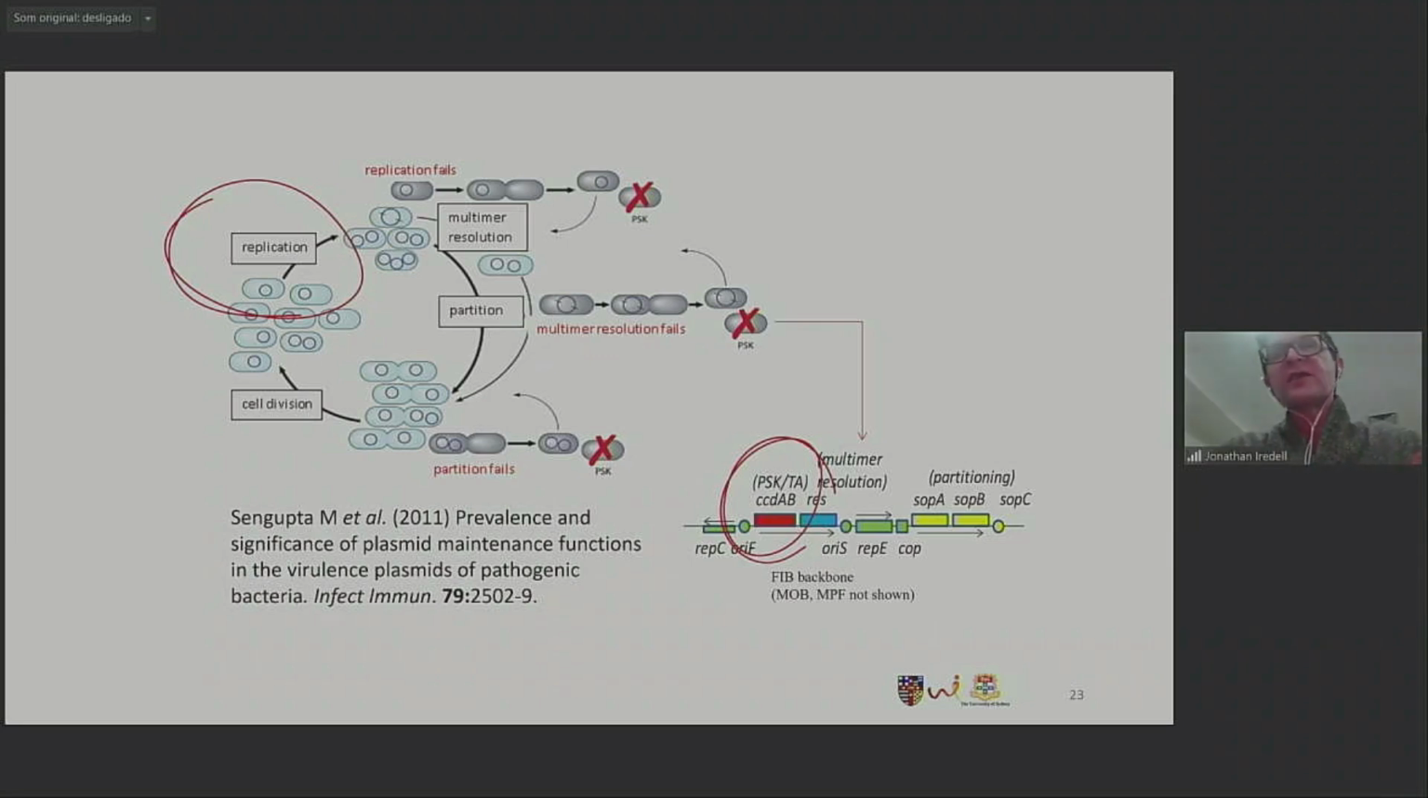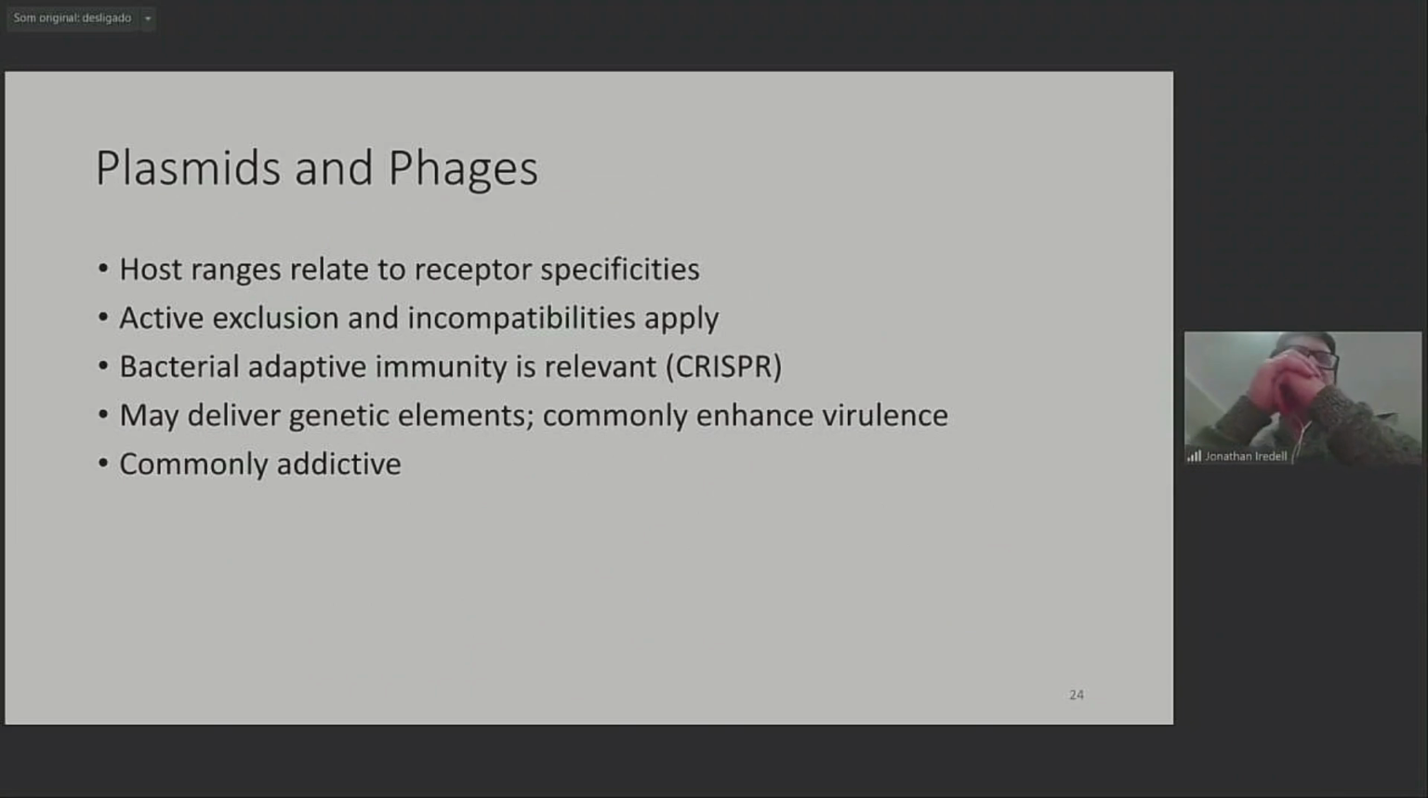And so without these special systems, addiction systems if you like, they're lost. So you can use these systems against them. In both of these instances, and this is why I talk about these two together, you're talking about the host ranges of the particular element, whether it be a plasmid or a phage, and these relate largely to receptor specificities on the cell surface.